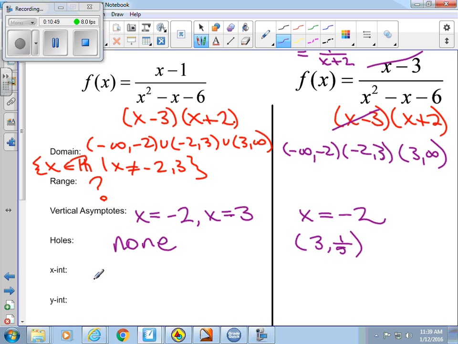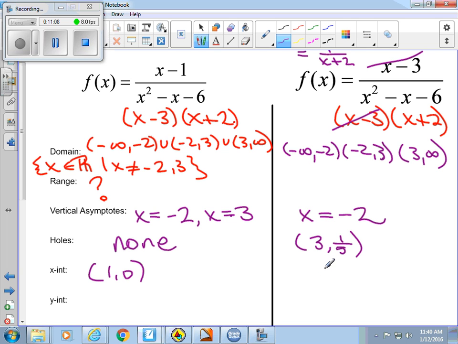X-intercept. I want the function to equal 0, correct? So set it equal to 0. When do fractions equal 0? When the top is 0. So the first one is at 1, everyone agree?